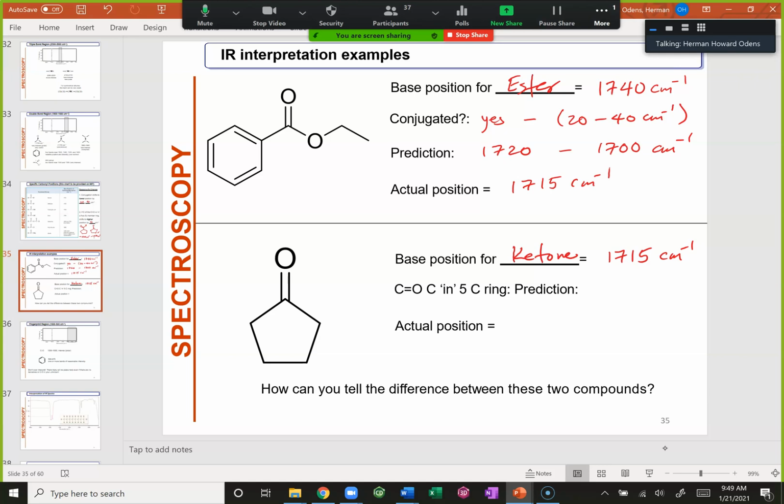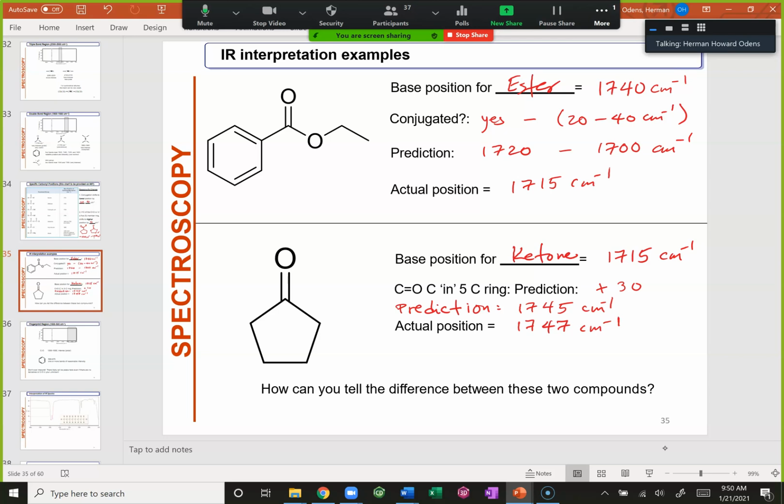So this is how you start off. Now you're going to predict. This carbonyl group is in a 5-member ring. So the prediction is that you have to add 30. So the prediction is 1745 reciprocal centimeters. So the actual position that you'll find in the books for this molecule is 1747. How cool is that? Now you are in full control. Once you can predict these things, it's not that difficult.